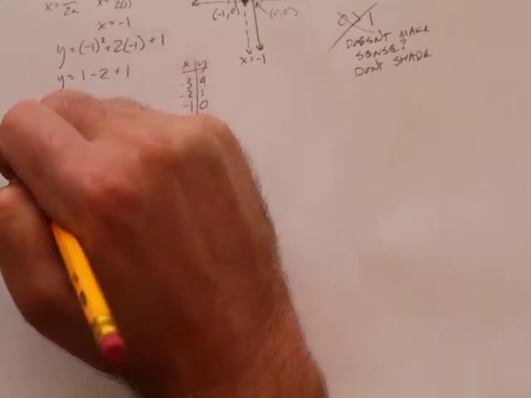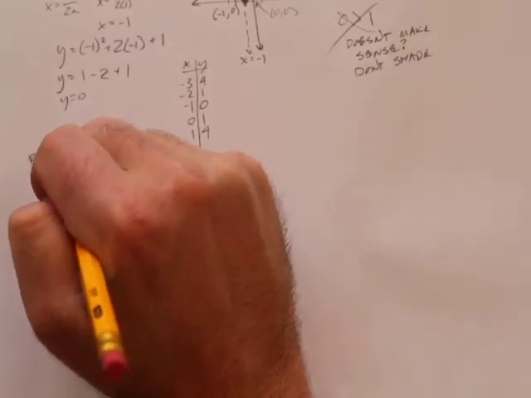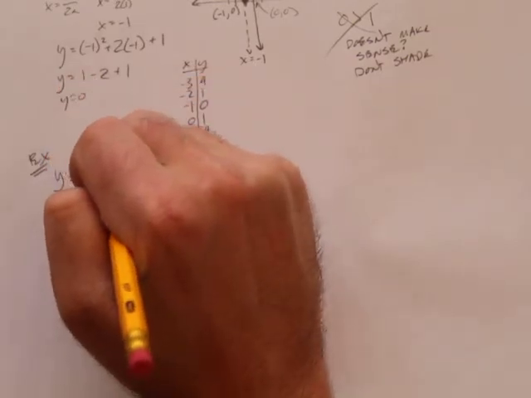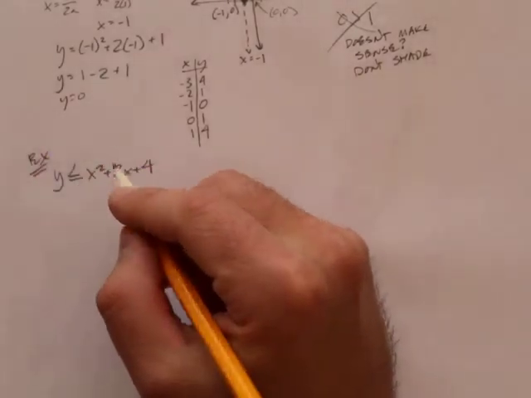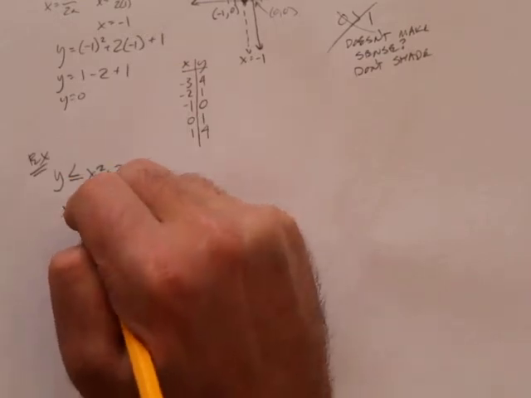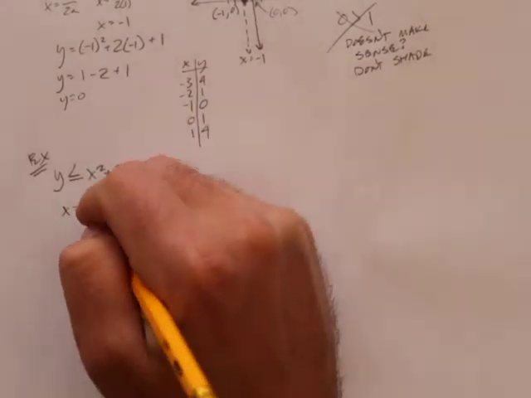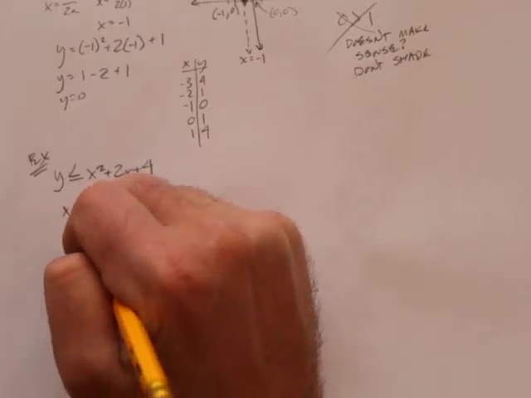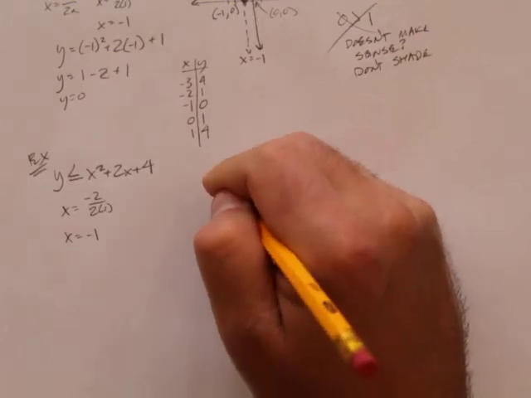Let's just do another one together. Y is less than or equal to x squared plus 2x plus 4. I'm going to find the x value of my vertex. X equals negative b, which is 2, over 2 times 1, which is a. So I've got negative 1 again. X equals negative 1. So let's start drawing this guy.